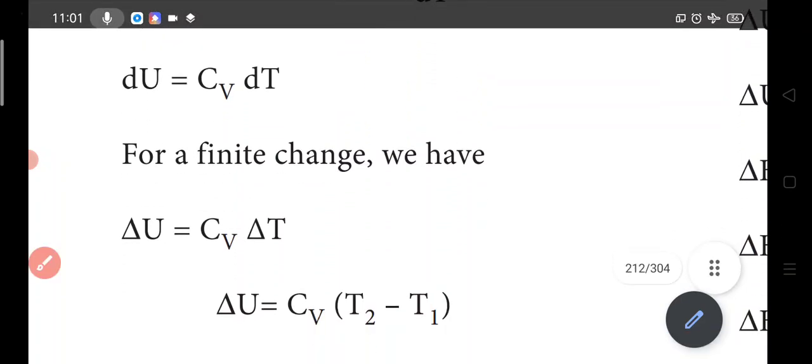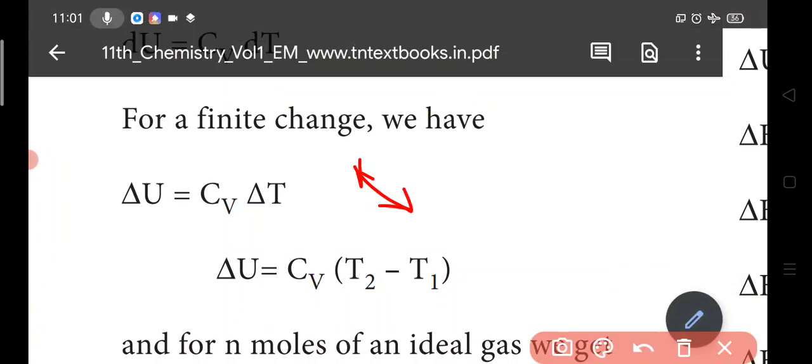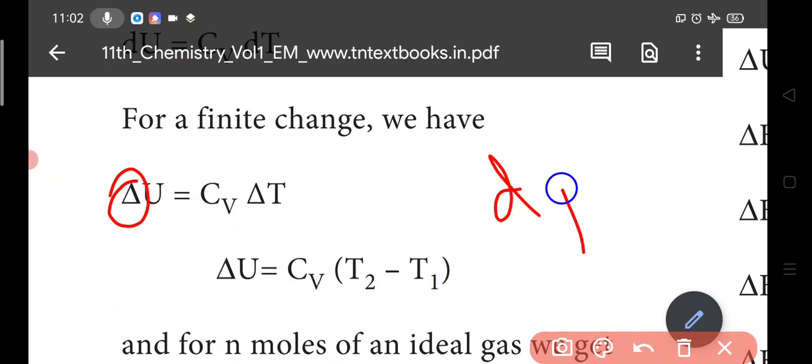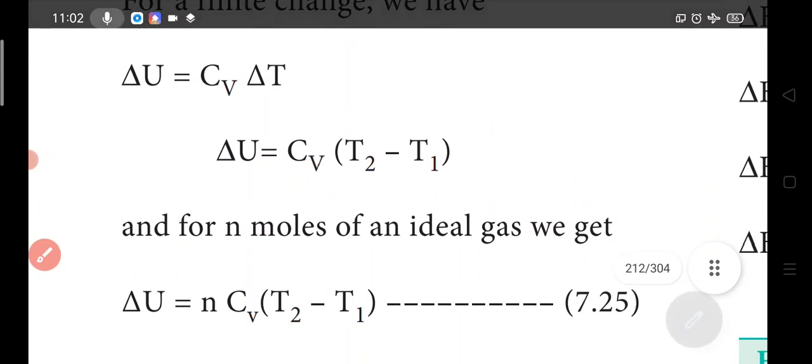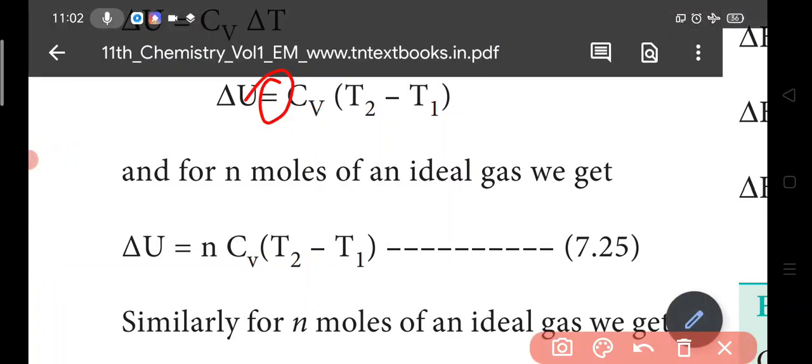For a finite change, what is a finite change? Delta represents a change, whereas d is a very small change. Finite means a good amount of change, which is delta. Then Cv into delta T. So what is delta T? Final temperature minus initial temperature, which means T2 minus T1. And for n moles of an ideal gas we get delta U is equal to n into Cv into delta T. For n moles, you have to just add n here.